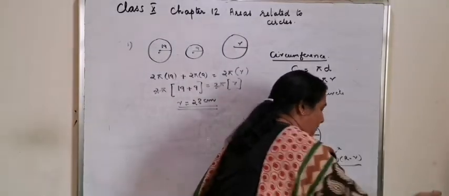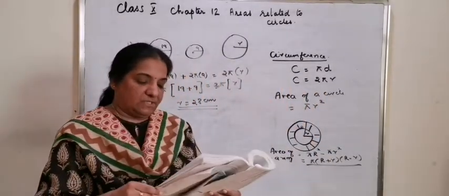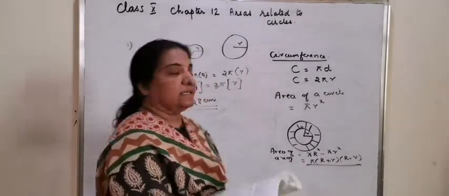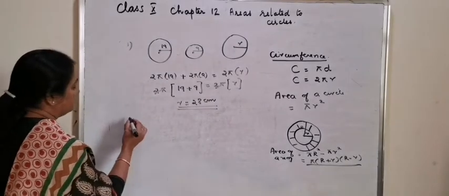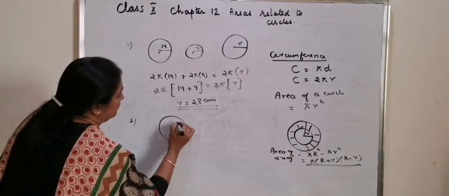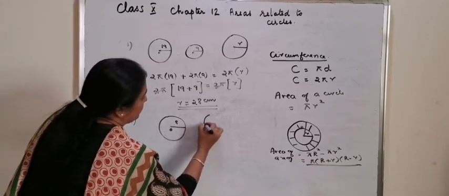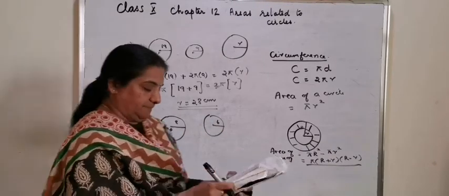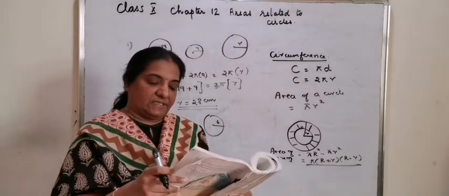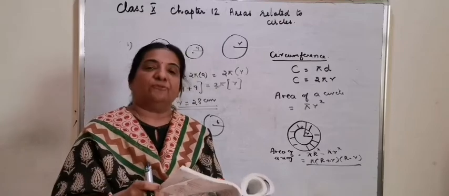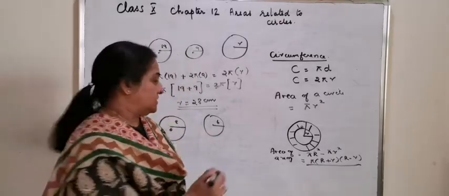The radii of two circles are 8 centimeter and 6 centimeter respectively. Find the radius of the circle having area equal to the sum of the areas of the two circles.